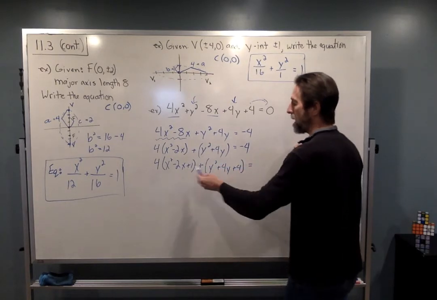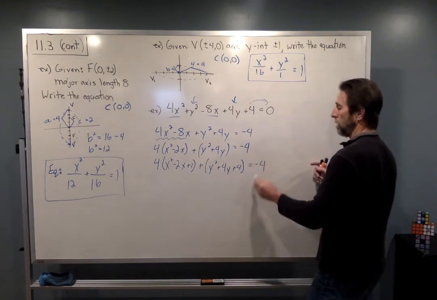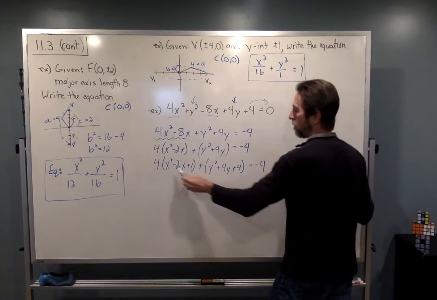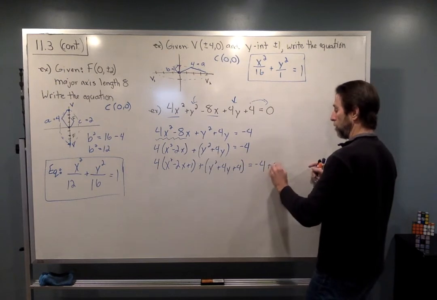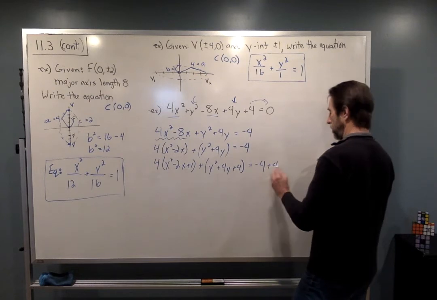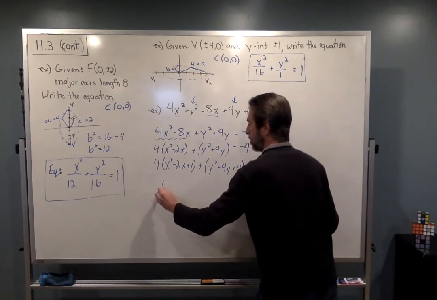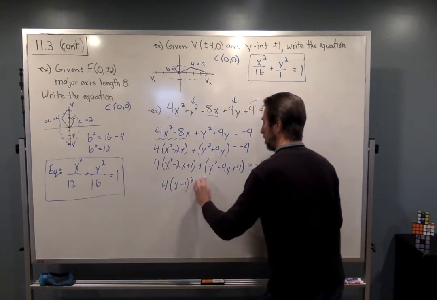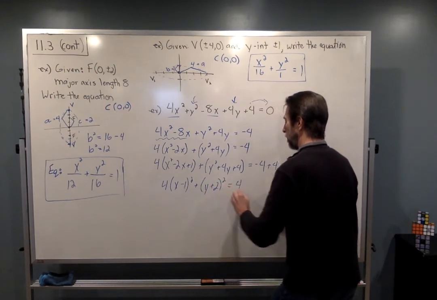Now we know that we've added something to this left side of the equation, so we must keep a balance. Here, it looks like I've just added 1, but keep in mind that that 1 is affected by this 4. So we've added 4 to this side, so we better add 4 to the other side. Over here, I've also added 4. So now I have this equation, 4 times x minus 1 squared plus y plus 2 squared equals 4.